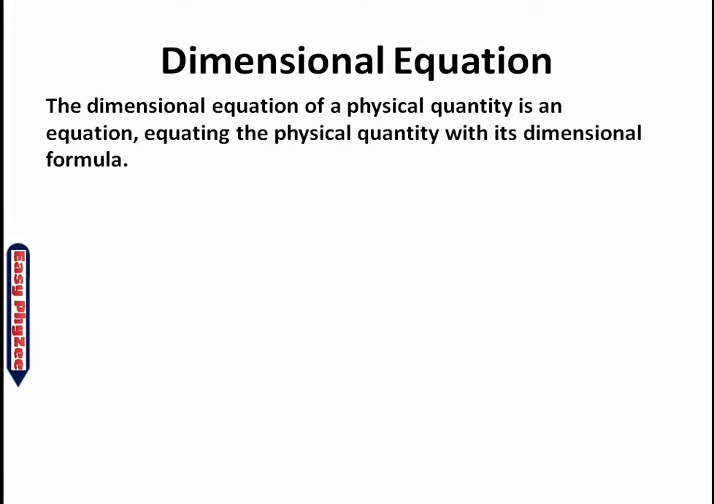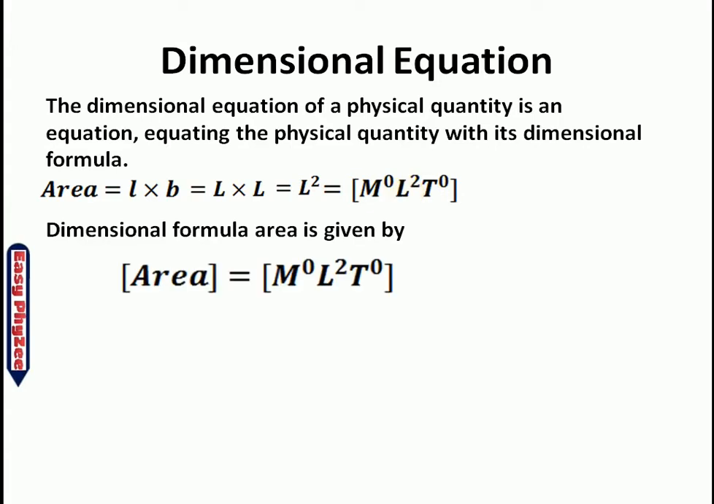Dimensional equation. So dimensional equation will equate the physical quantity with dimensional formula. Like for area, it is length into breadth. Length can be represented by L and breadth is also represented by L, so it is L square. To write the dimension, I have to include M, L, T also. So there is no M and no T, so I'll just write 0, 0. So dimensional formula of area is given by, I'll put area in this square bracket is equal to the dimensional formula. So this is the dimensional equation.